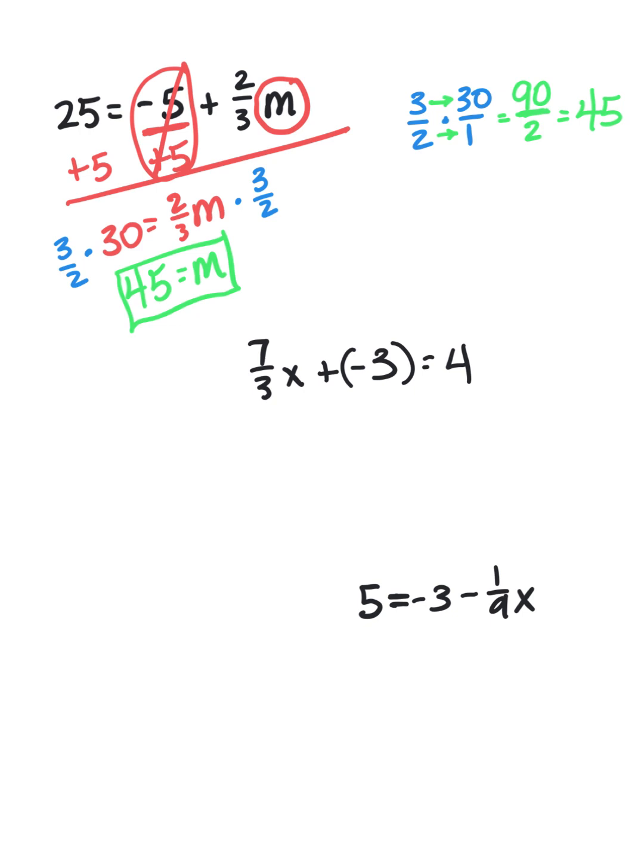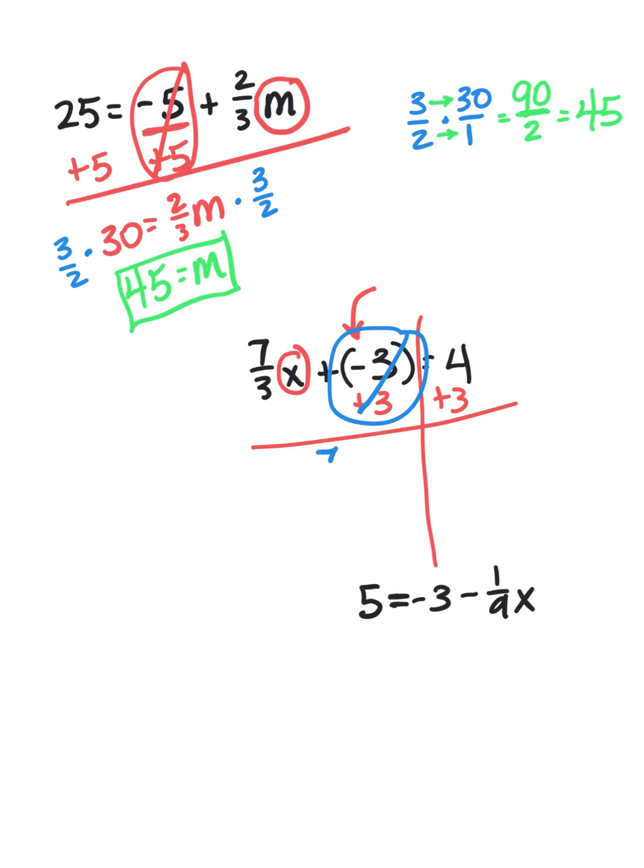Next, here's your variable. This is what's being added. There's a -3 being added, so we need to do the opposite. Let's add 3 to both sides. Remember, both sides of the equal sign. Here's your 0, so that's gone. So I'm left with 7/3 x is equal to 4 plus 3 is 7.